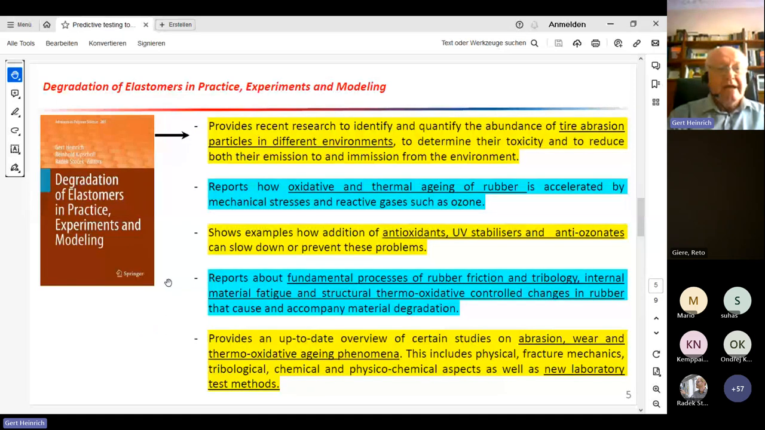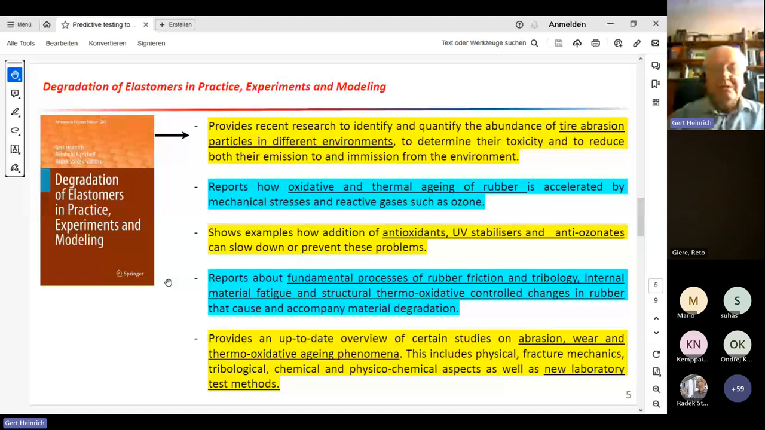Degradation of Elastomers in Practice, Experiments and Modeling. This is a brief overview of the contents in this book. This book provides recent research to identify and quantify the abundance of tire abrasion particles in different environments, to determine their toxicity and to reduce both their emission and emission abundance.